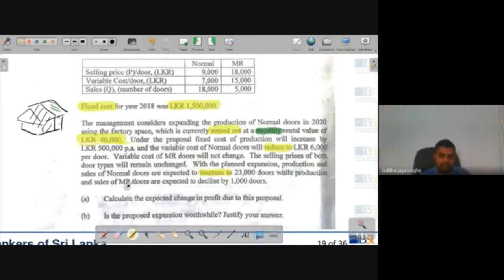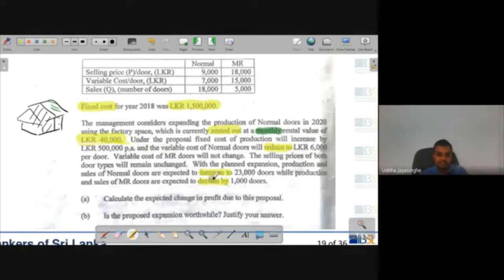While the production and sales of MR doors are expected to decline by 1,000 units. So what's the number here? Is it 1,000 instead of 4,000? Instead of 5,000? No. Be very careful of this wording. Decline by 1,000. So the new number of sales of the MR doors is going to be not 5,000 but 4,000. Very good question, I would say. The wording is being carefully used in a way that if you blindly try to extract these numbers and put up, you will get a totally different structure. So you have to be very careful.